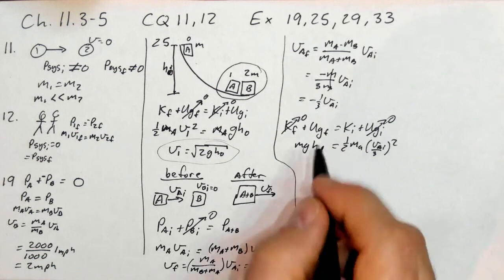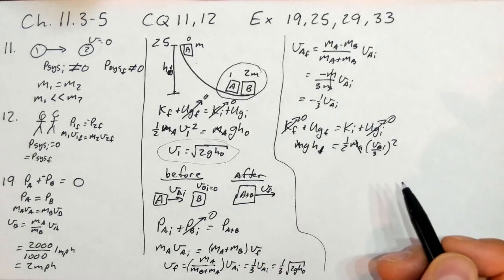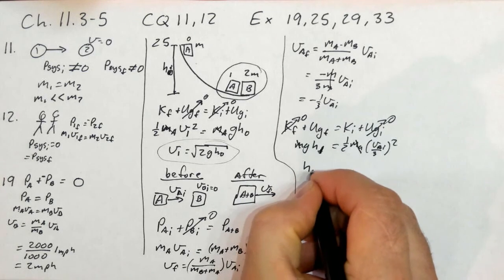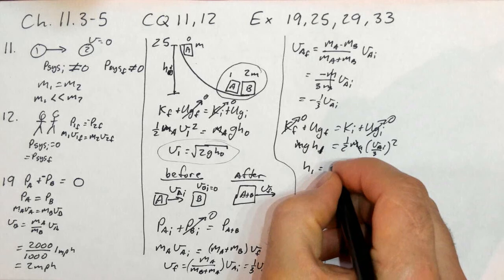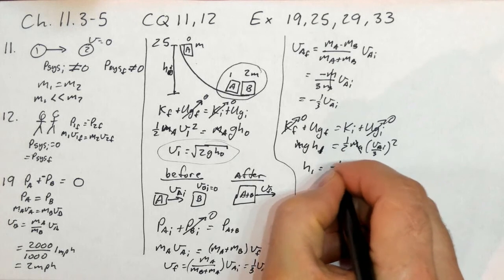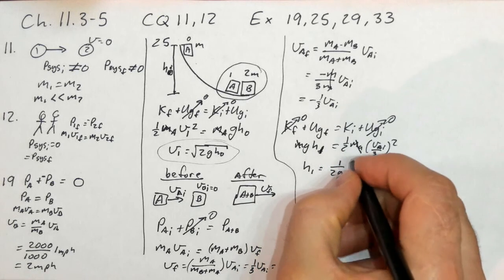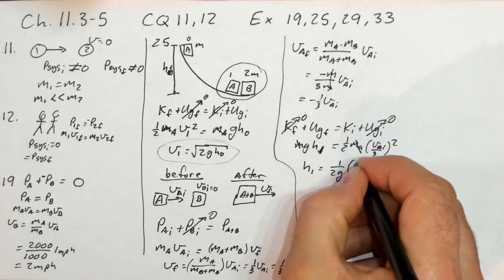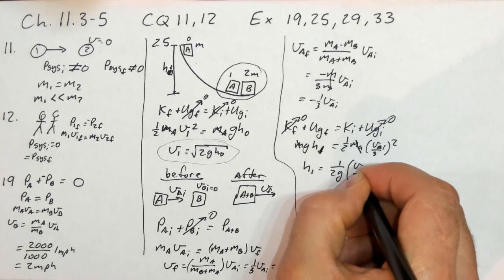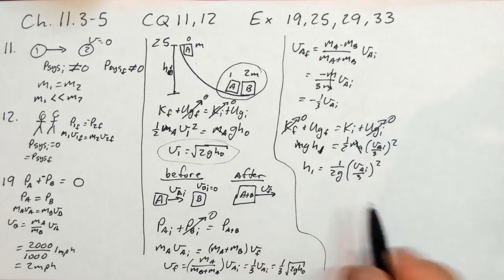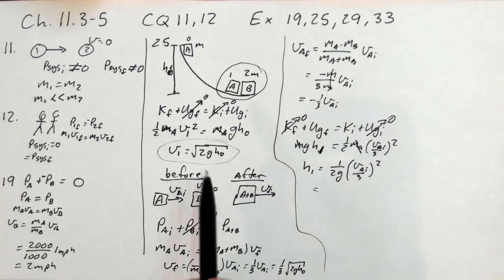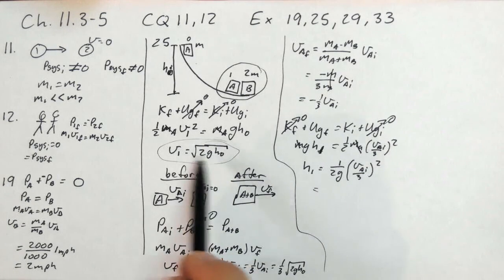Okay, now the nice thing about it is the masses cancel there. So this H1 is equal to 1/2G times VA initial over 3 squared. Okay, but VA initial is this one. That's how much it was before.